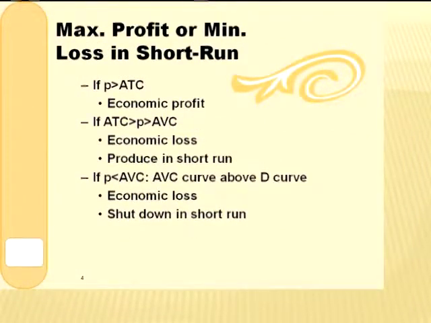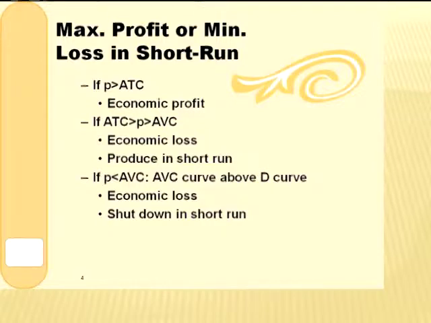We could have three different possibilities. If price was greater than average total cost at the point where marginal revenue equals marginal cost, then we'll be making an economic profit. If average total cost is greater than price, but the price is greater than average variable cost, then we're in the loss minimization case. That is, we're making an economic loss. In the short run, we would produce. In the long run, we won't be able to sustain that.